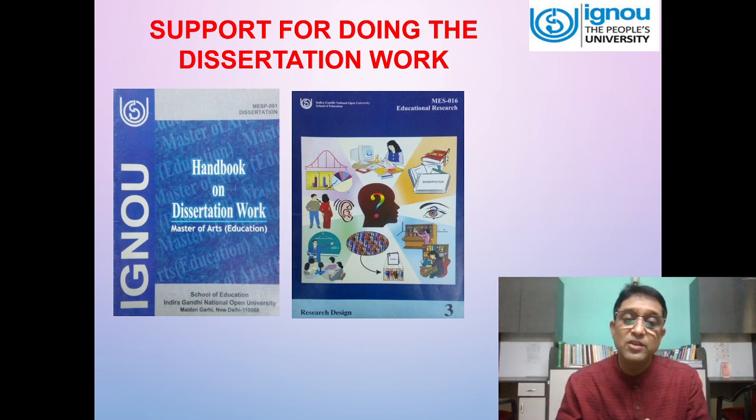From there you will get these two documents. One is the handbook on dissertation work, and the other is the course MES 016, the theoretical course that we have studied in the first year, that is educational research.